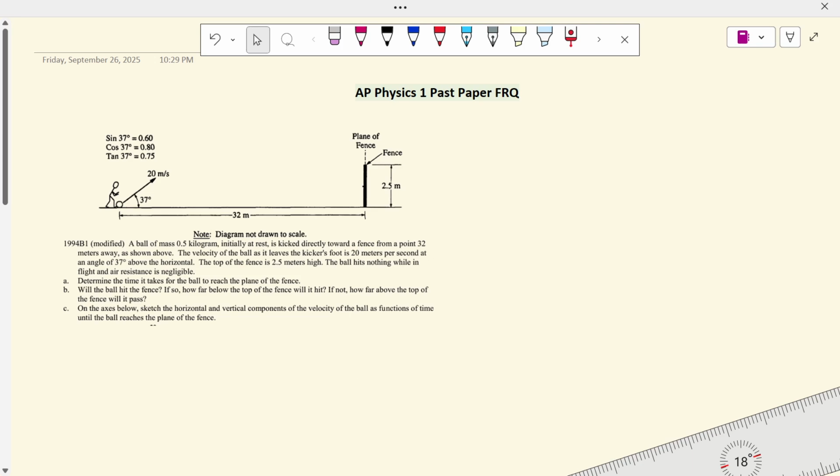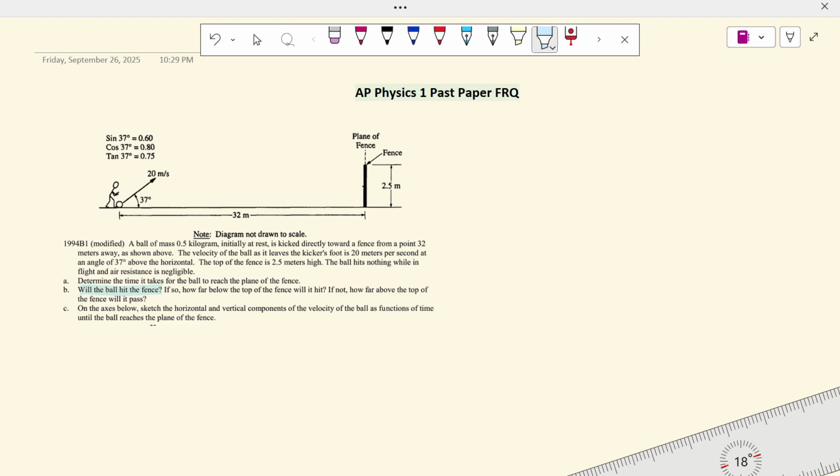Hi, this question is about the projectile motion of a ball that is kicked with a speed of 20 meters per second at an angle of 37 degrees, and these are the possible paths of the ball. It can directly hit the fence, or it can even pass over the fence, which we don't know. Will it go over or will it hit the fence? This is what we have to find out in the question.